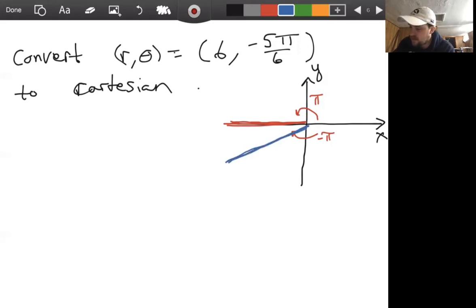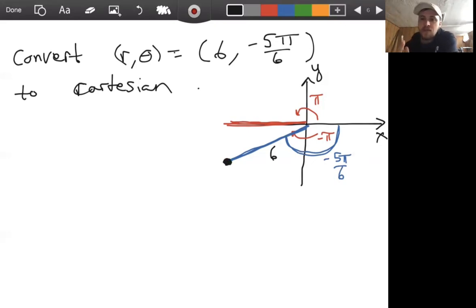So this angle in blue is negative 5 pi over 6. And we know that r is 6, so this distance is 6, and we're out here in the lower left quadrant somewhere. So this is where our point is. So we should expect that after we convert, our x value and y value are both negative, right?